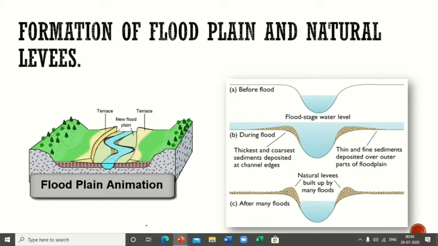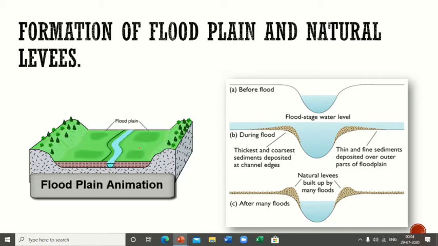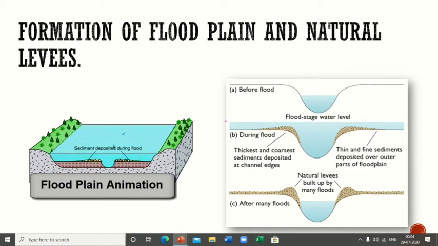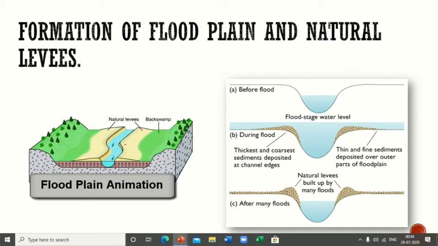So after a long period of time, the bed of the river is raised. As you can see, the bed of the river has been raised, and along the bed, which is higher than the normal plane at the side, this sort of embankment is known as natural levee. You can see the diagram also, the flood water overflowing. This sort of embankment is known as natural levee.